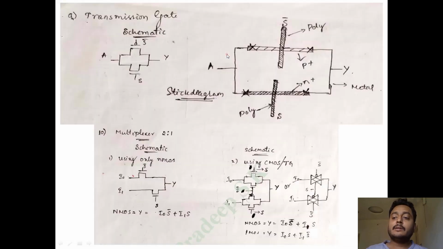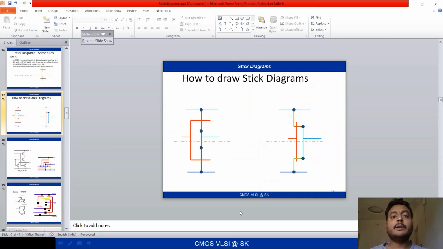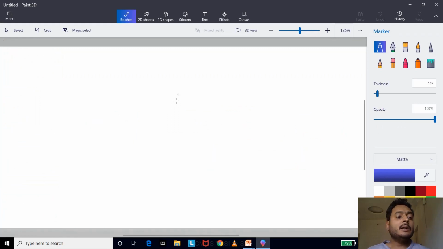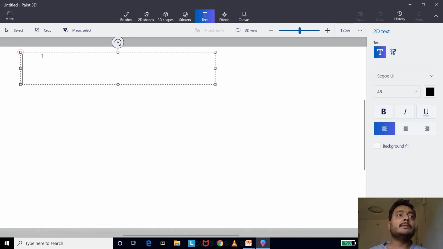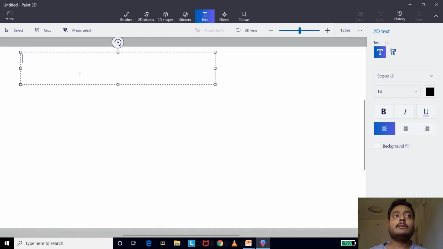Okay, right. So before going to that, I will go for a different thing. Okay, so first thing is, I need to tell you how you are going to write the circuit for any equations, right? So how do you write a CMOS circuit?